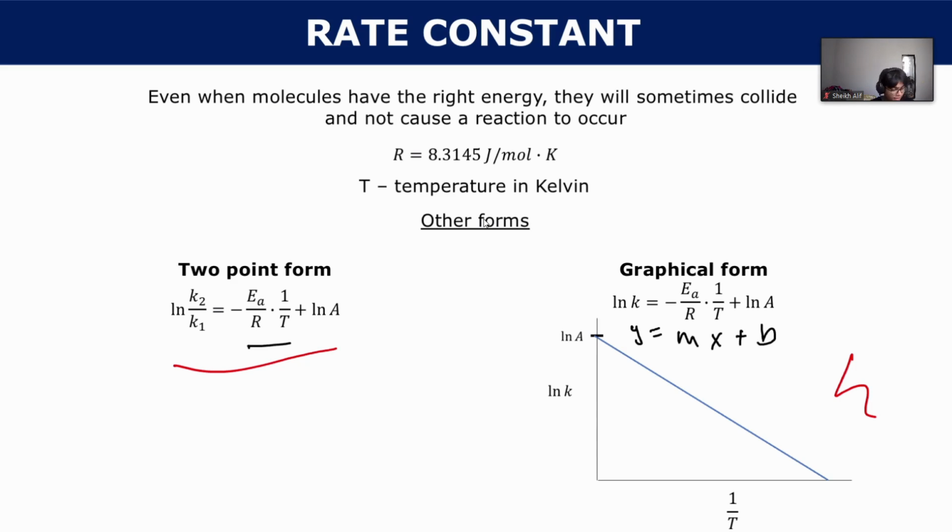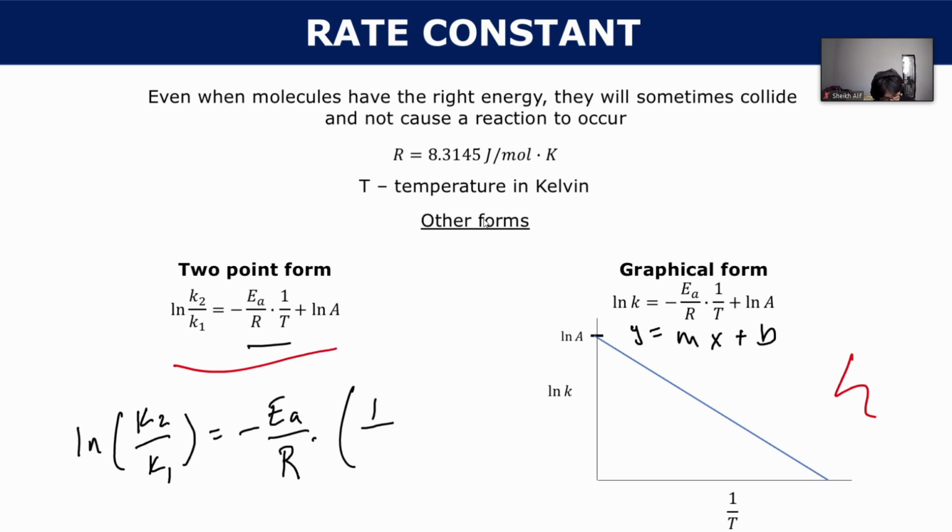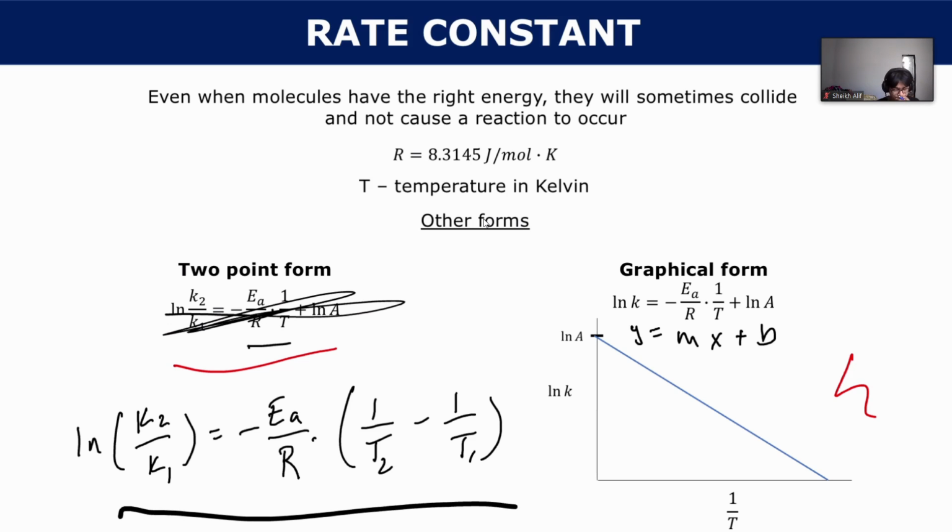Oh wow, I didn't even realize this was wrong. Okay, so the real formula for this is: minus Ea over R times (1 over temperature 2 minus 1 over temperature 1). So this equation is wrong, my fault. This is the real equation. Again, it helps you relate the reaction rates of two different systems as a function of their temperature, their activation energy, and the gas constant.